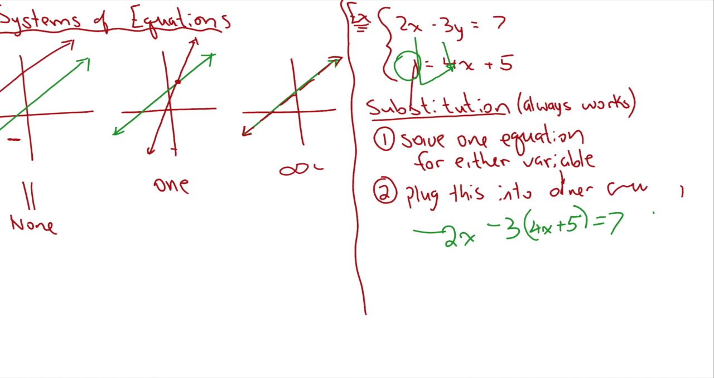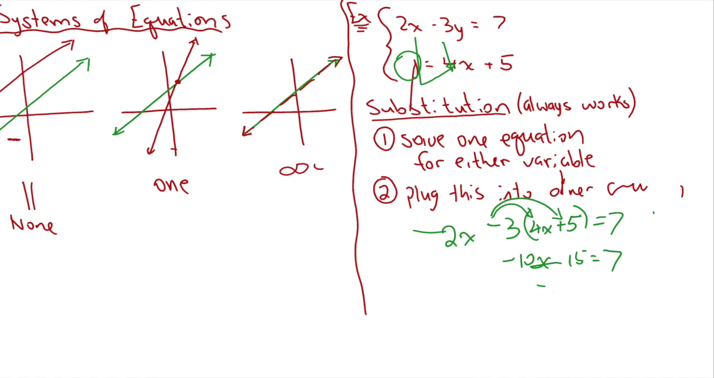All right, simplify. So we get 2x minus 12x minus 15, right? So what's 2x minus 12x? Negative 10, so you get negative 10x. And then minus 15 is equal to 7. Now, since I made this up off the top of my head, the answer is probably going to be absolutely horrible. How do I solve for x?